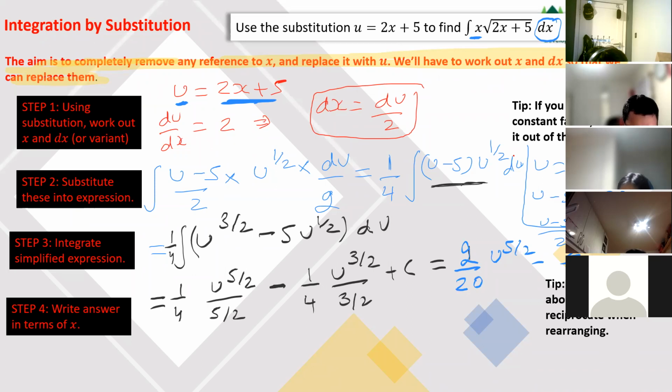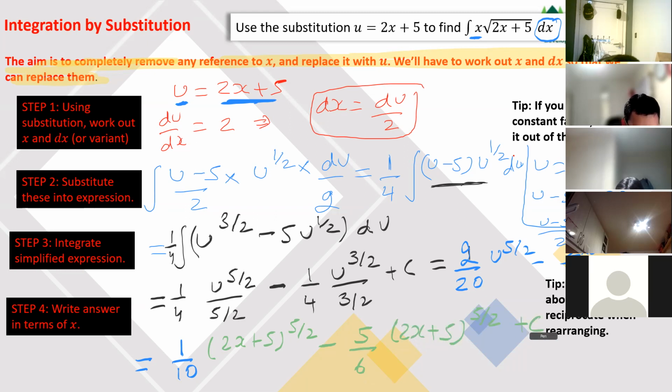And at the end there, we have 5 as well, so we got 5 times by 5 as well. Last step, can you tell us the last step? What is the last step going to be? So you'd sub in the value of u, so 2x plus 5. Very good, which is? So it'd be 1 over 10, brackets 2x plus 5 to the power 5 over 2, minus 5 over 6, 2x plus 5 to the power 3 over 2, plus c.